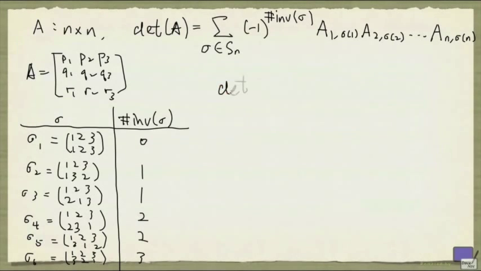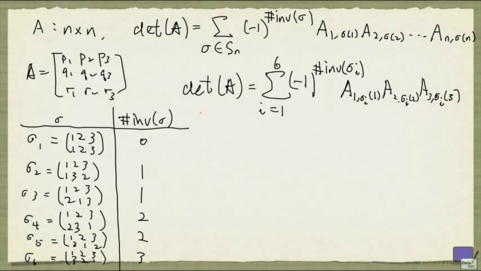Once you have these, you can figure out what the determinant of A is using this formula here. And I'm just going to write down the result. So the determinant of this 3 by 3 matrix is given by this. And if you plug in all the values, you'll get the following.